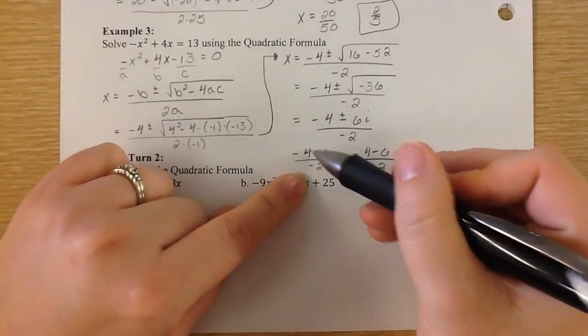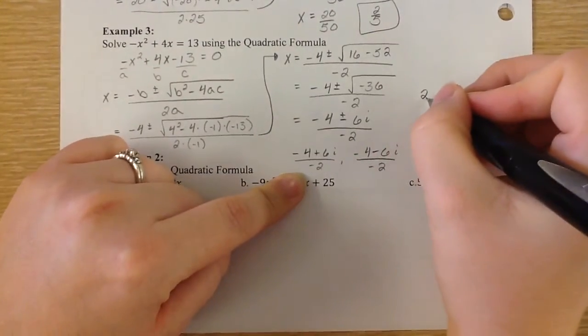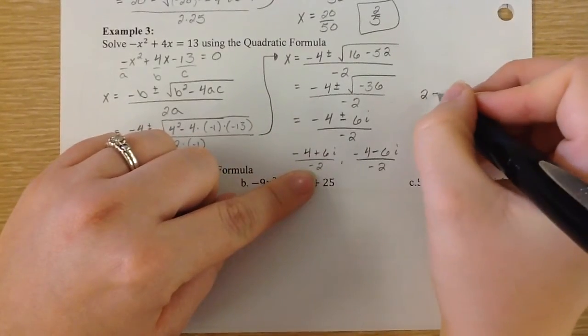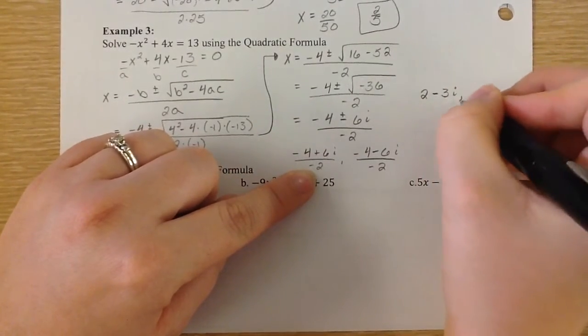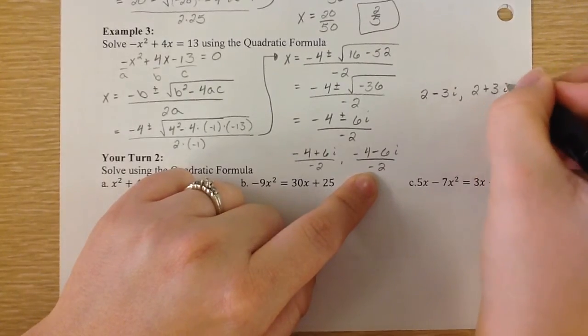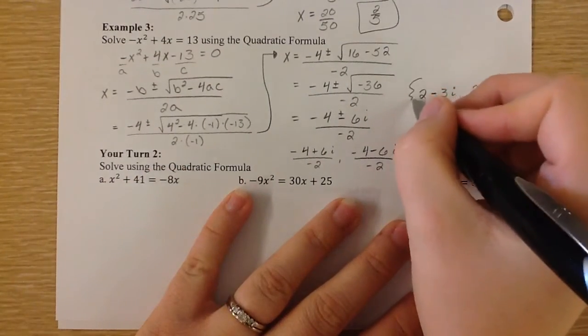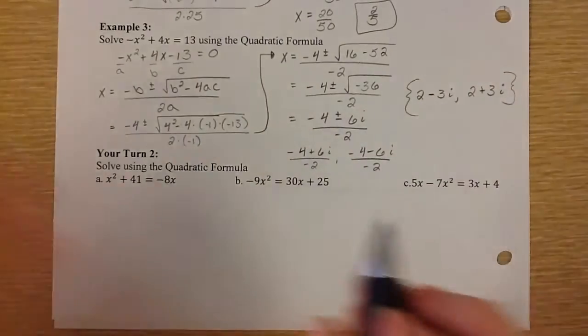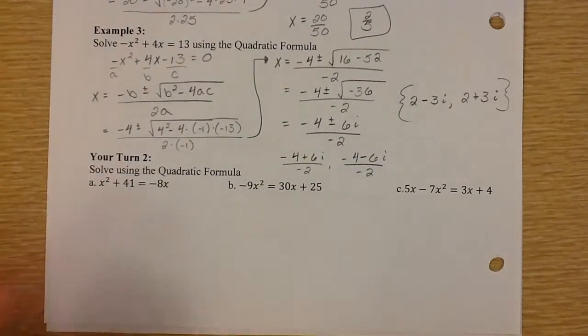So if I simplify, negative 4 divided by negative 2 gives me 2. 6 divided by negative 2 gives minus 3i, and then it would give me 2 plus 3i. So there are my two solutions, 2 minus 3i, 2 plus 3i. So this had imaginary solutions. Okay, so we can still get to our imaginary solutions by using the quadratic formula.